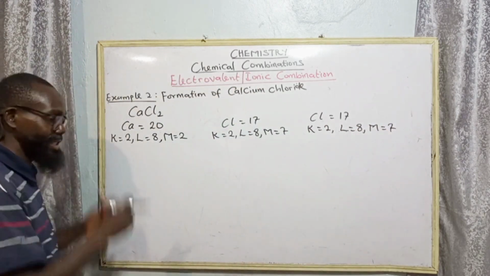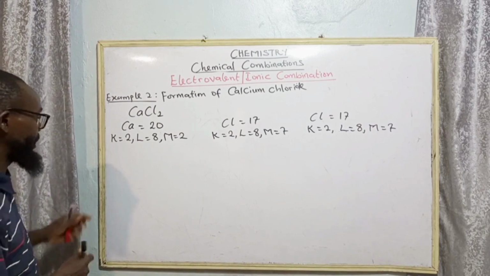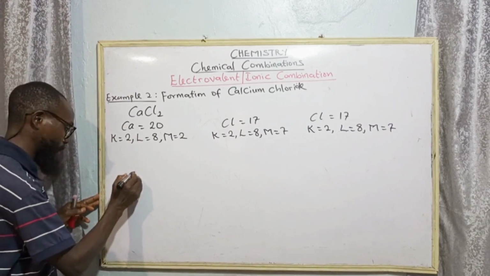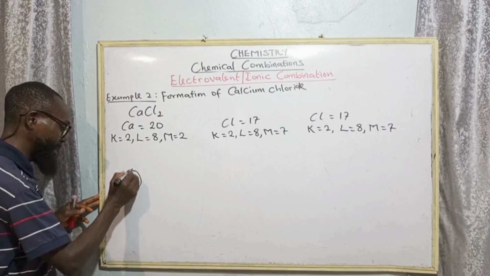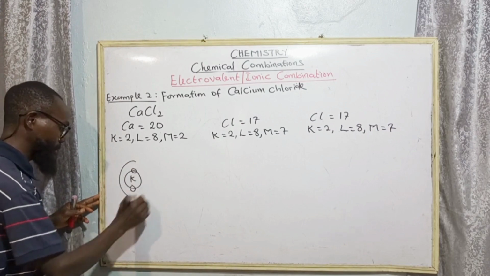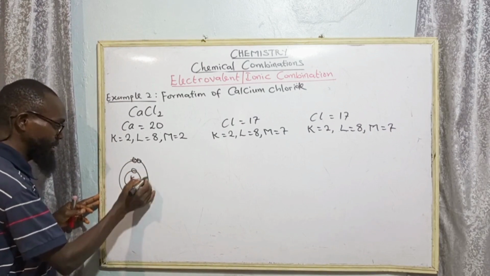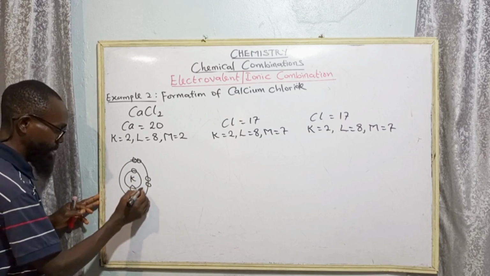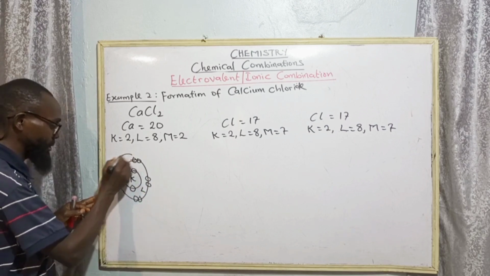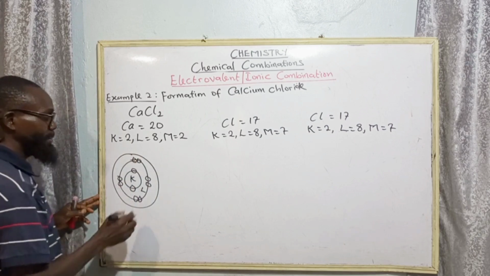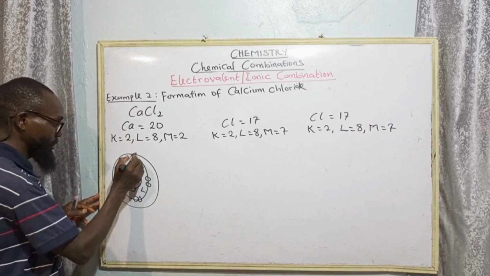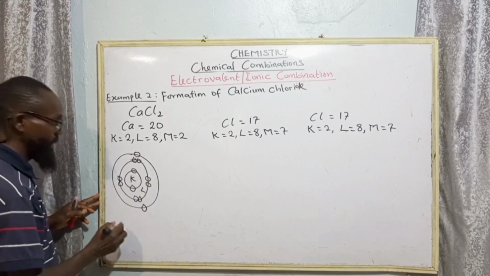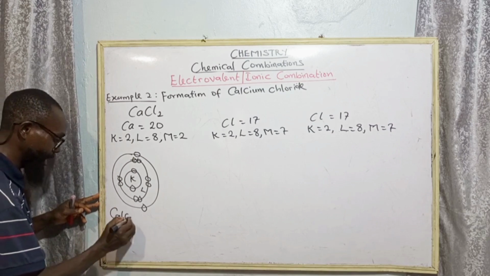Now, let us draw the electronic structure of this calcium. The K shell having 2 electrons, L shell having 8 electrons, the M shell having 2 electrons. So this one is called calcium atom.